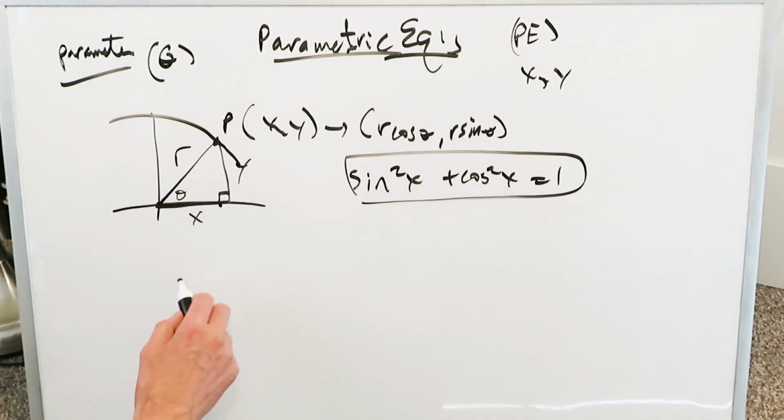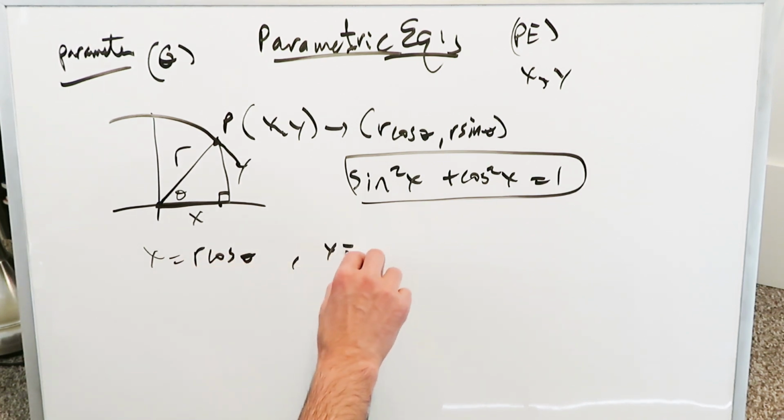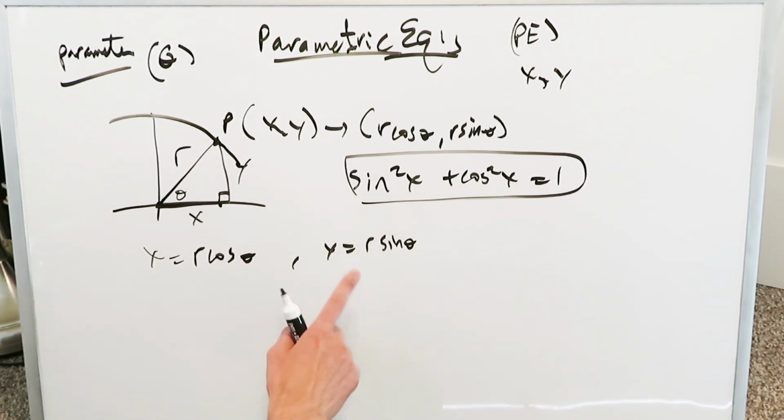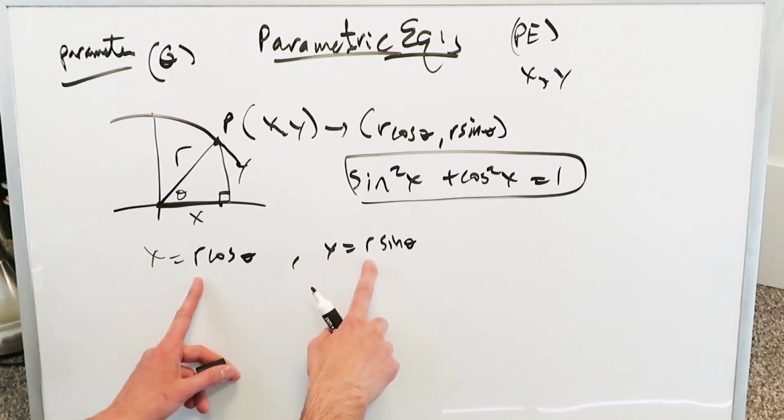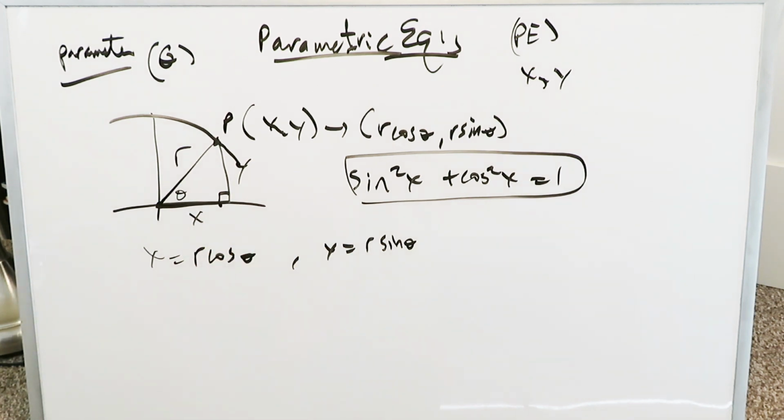How would you eliminate that? Well, we know x is equal to r cosine theta. We know y is equal to r sine theta. If you look at these r's, the radius is a constant because the radius of a circle is constant. It doesn't change for that circle, but it could change for a different set of circles.